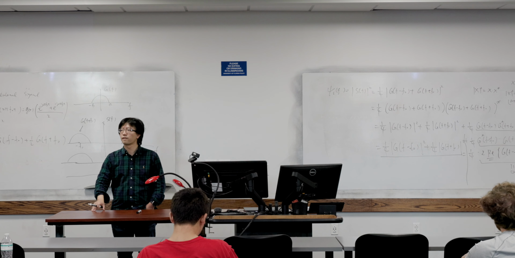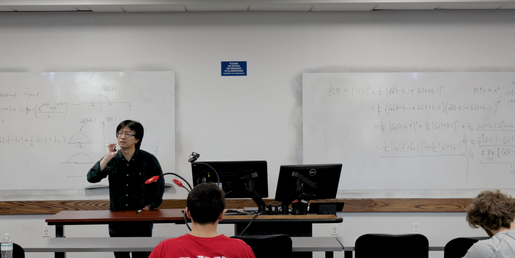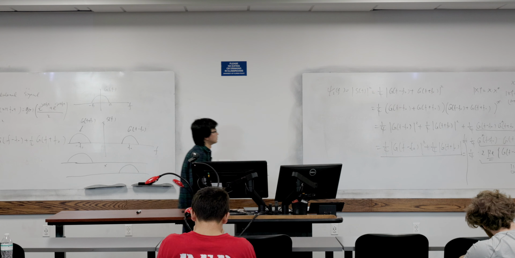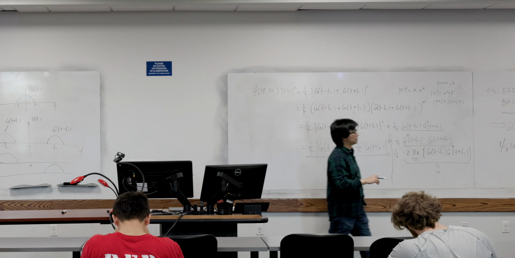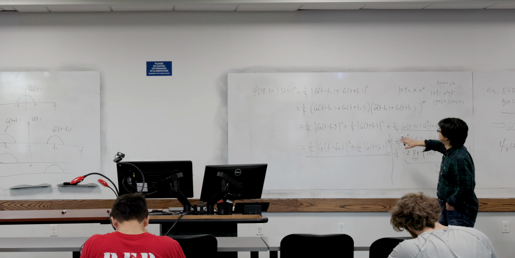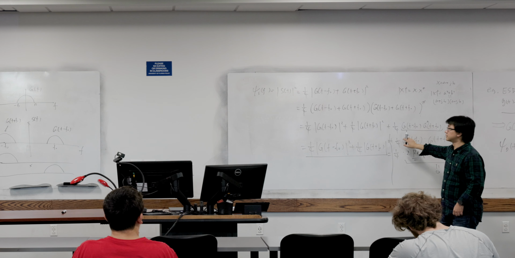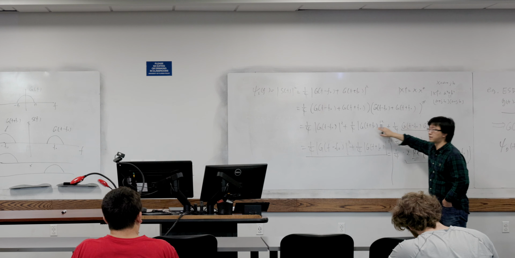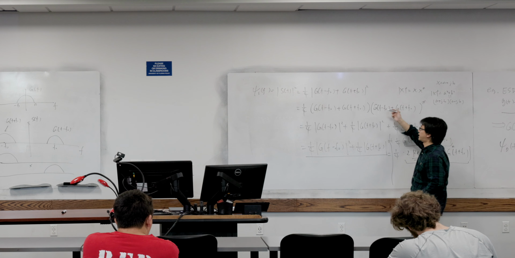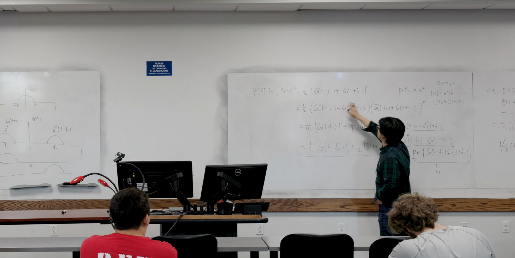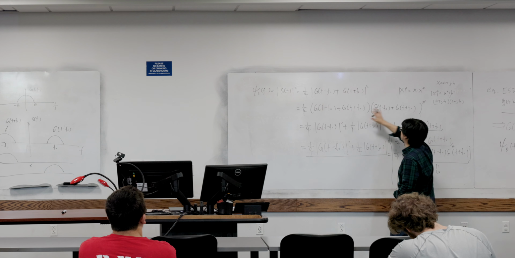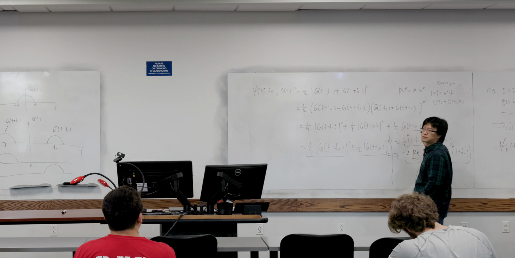Yes? I'm a little bit confused in that part. Which part? After the third step, this guy? Yeah, from that part. Oh, how I get the third step? Oh, just multiply them out, right? So this multiply that, this multiply that. We have two terms here, two terms here. Then we get four terms here.